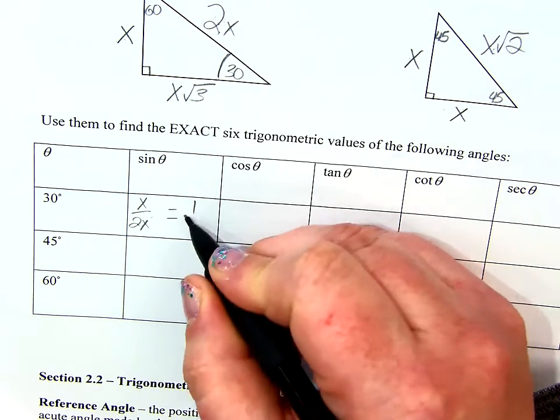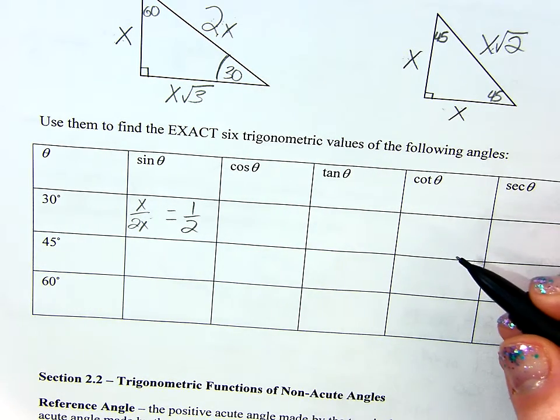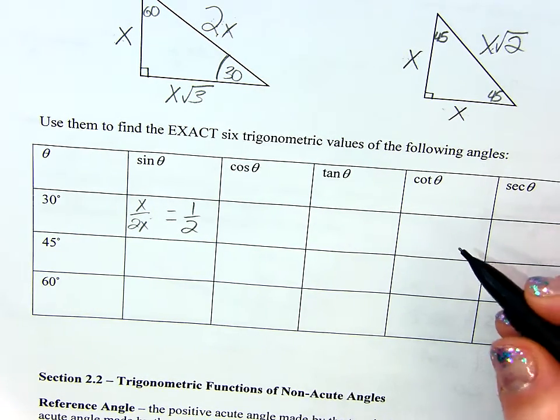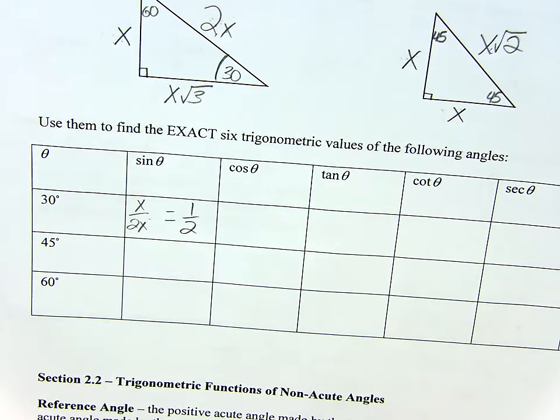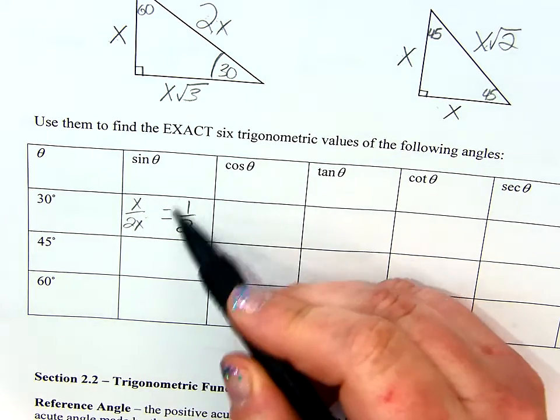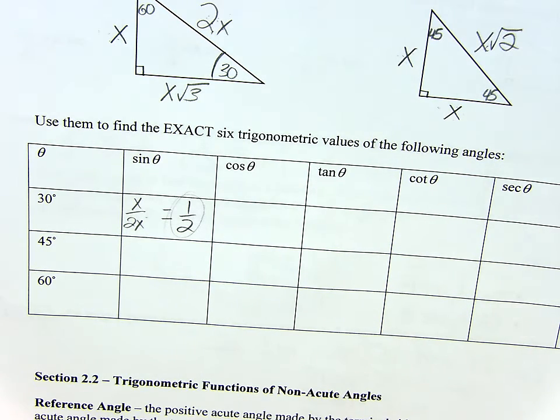Thank you, 1/2. Don't the x's just cancel? They do. So hold on now. You have a whole bunch of other information before you do any other math. You can fill in other boxes. Now that I know that sine of 30 is 1/2, what other box do I know?